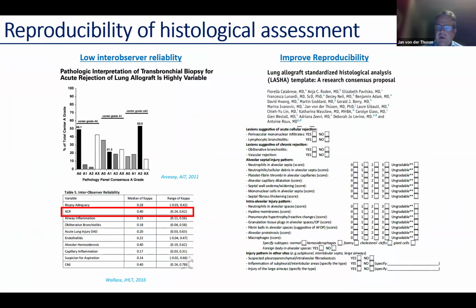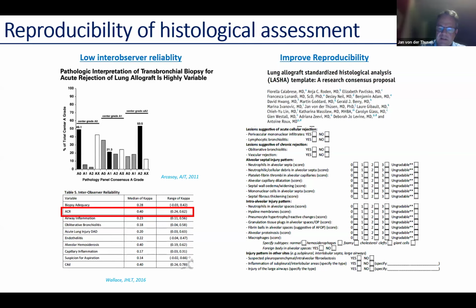To improve reproducibility, a few years ago at Banff, and I was also at the first meeting regarding this grid, the so-called Lasher grid, so the lung allograft standardized histological analysis grid, was introduced for standardized reporting. It's a little bit cumbersome perhaps for routine reporting, but at least it tries to introduce a little bit of harmonization into the reporting that we do. And you can already see that there's various features which we need to then score in terms of this grid.